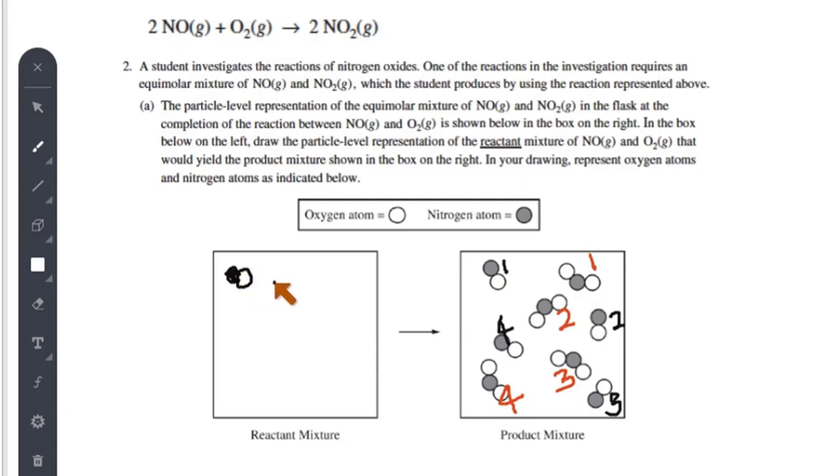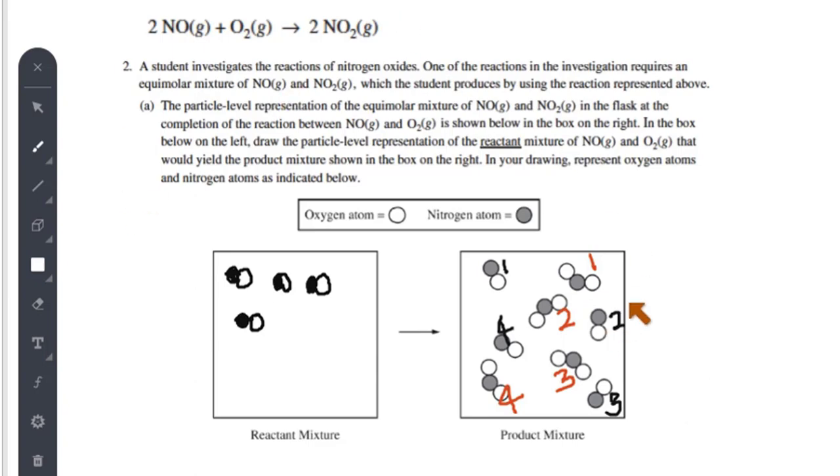So 1, 2, 3, 4. Okay, now we have to figure out how many NOs and O2s were required to make those 4 NO2s.